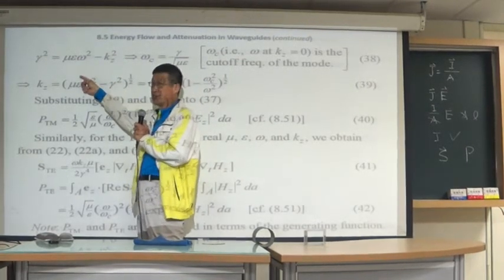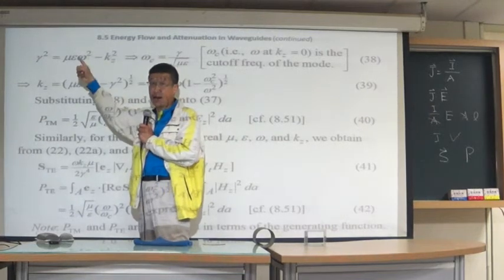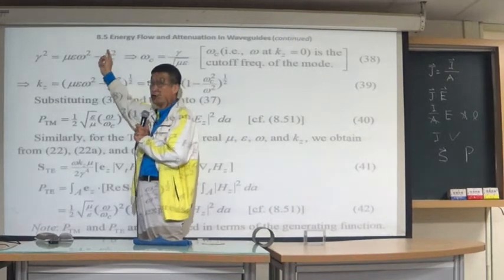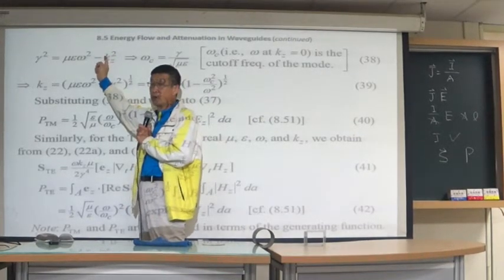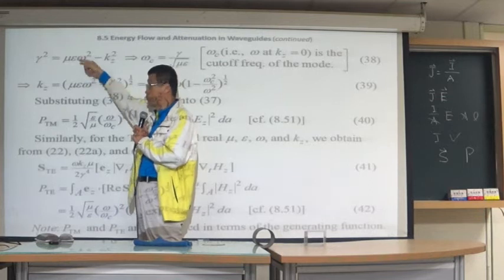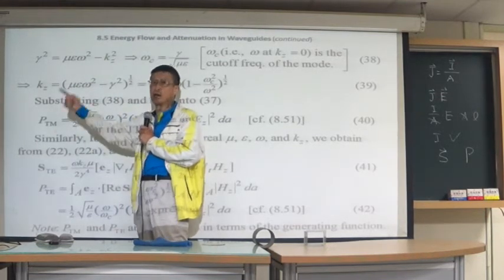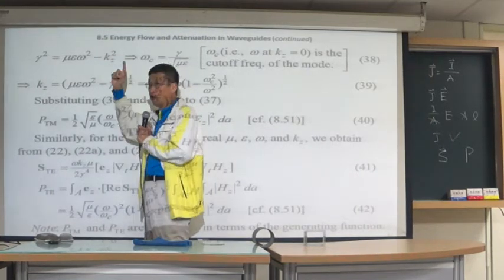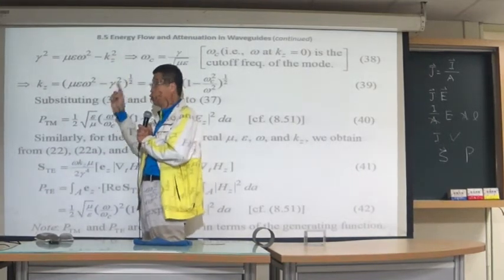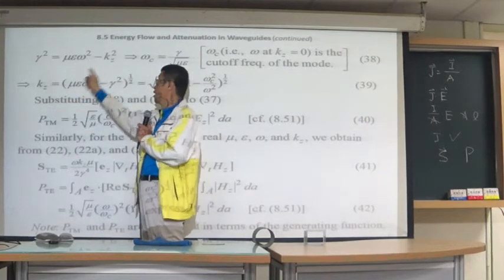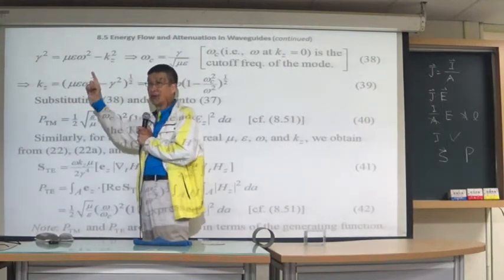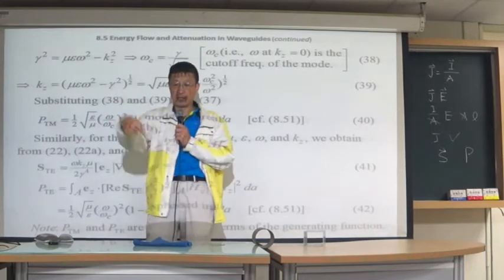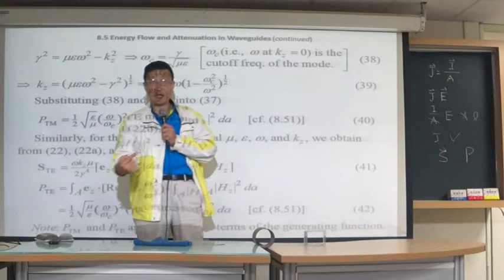Below this frequency, kz will become complex. Above this frequency, kz will be real. Below this, we get exponential decay and exponential growth. So if kz is real, the wave can propagate inside. If kz is imaginary, the wave cannot propagate: an exponential decaying wave and an exponential growing wave.